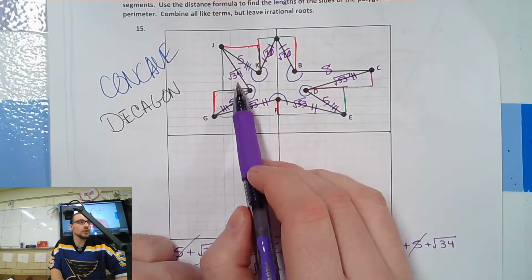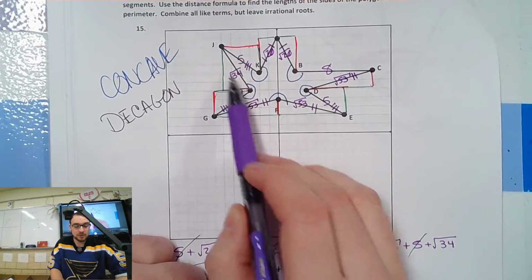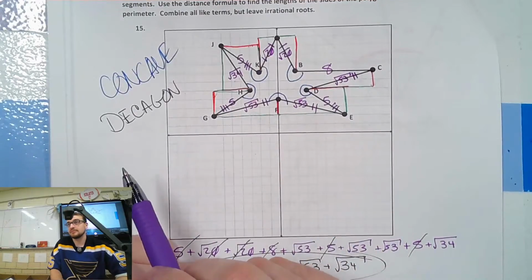And then there's a root 34 all by himself, just like you will be the rest of your life. 5 here and 3 there. So we have 25 and 9, which makes 34, and we root it.